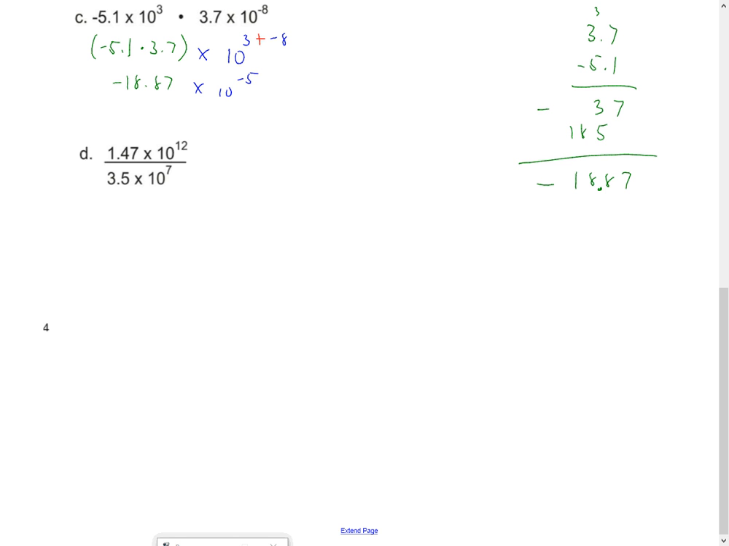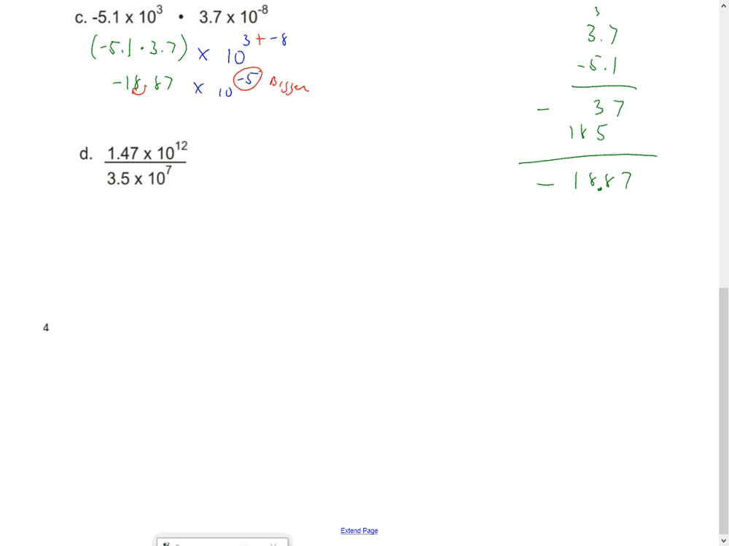Are we in proper scientific notation? The answer is no. Just be careful here. Don't worry about the positive or negative in the front. I went from an 18 to a 1.8. Did I get bigger or smaller? Smaller. I have to make this, therefore, bigger.